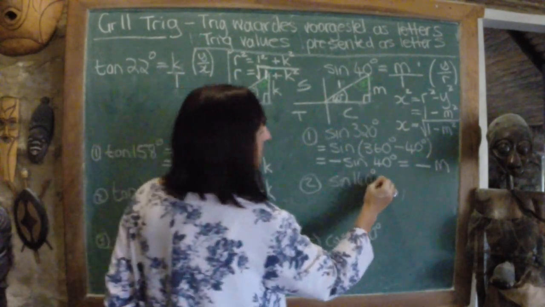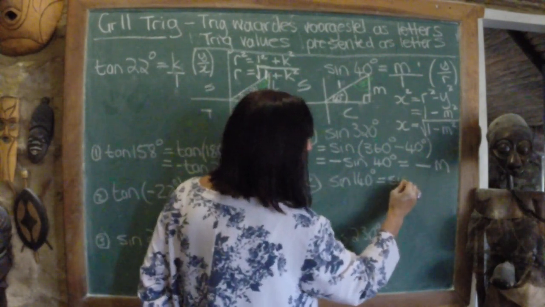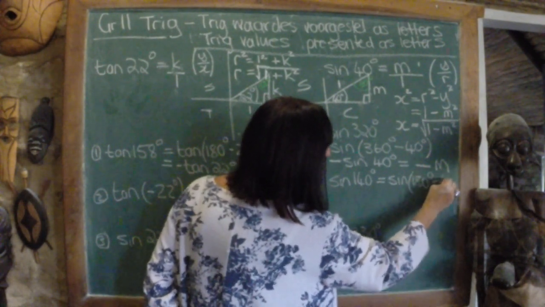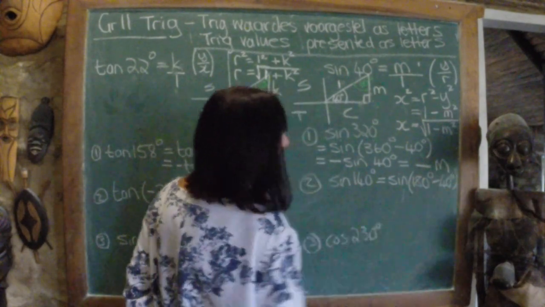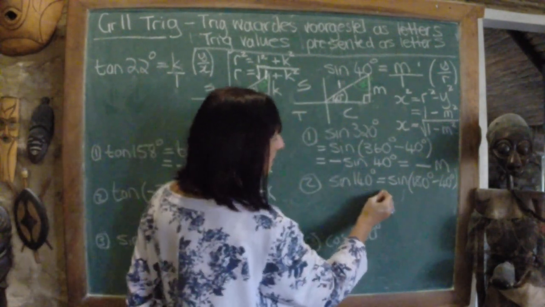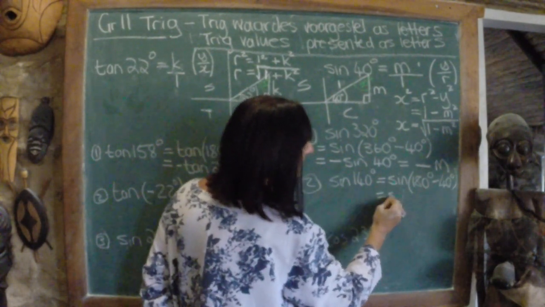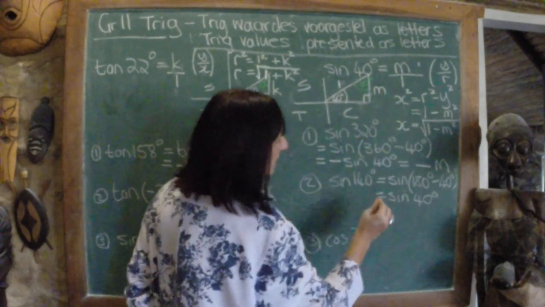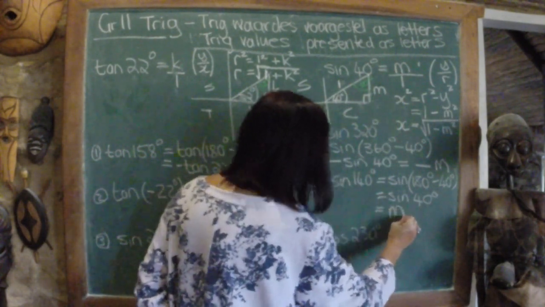Sin van 140, reduction formula, 180 minus 40. Sin is in 180 minus positief. So dis gelyk aan die sin van 40. Weer baie maklik, ons weet dit is m.